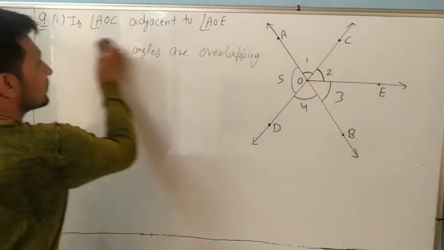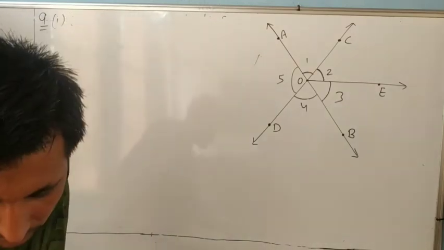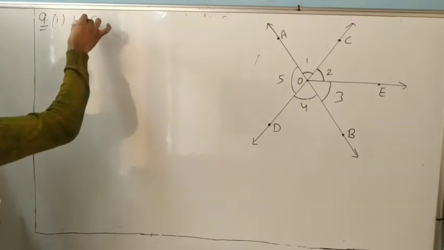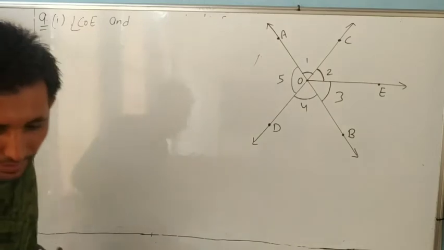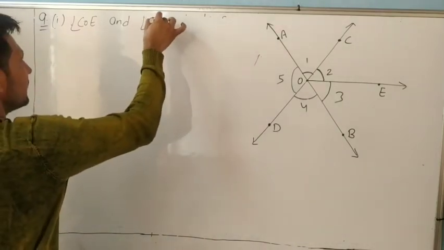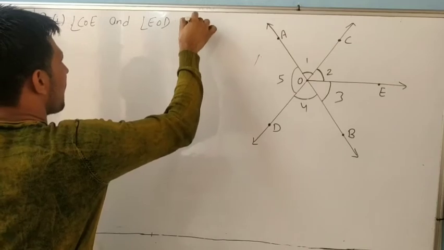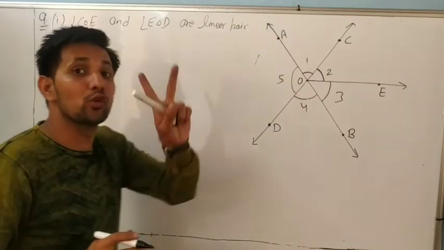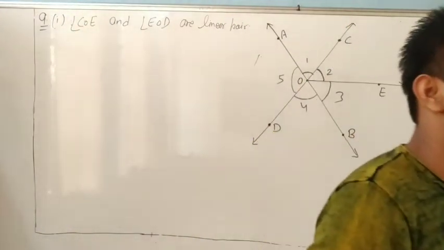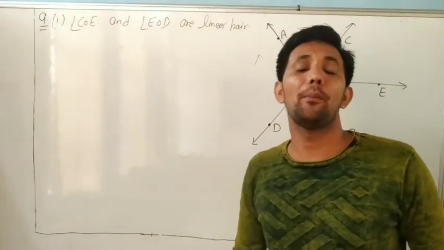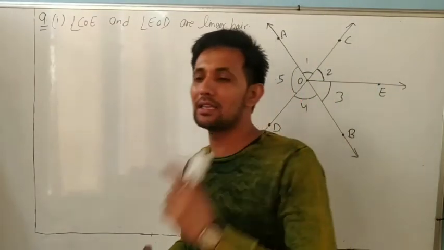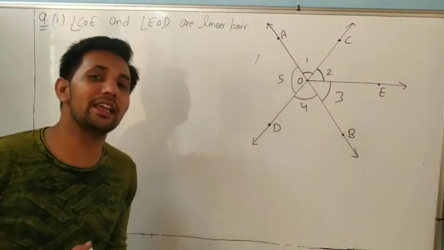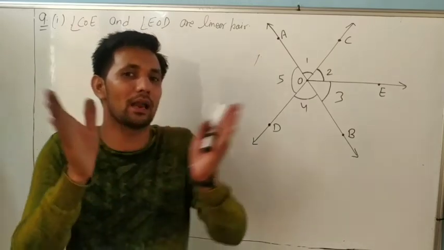Next is angle COE and angle EOD. Angle COE and angle EOD are linear pair. What is linear pair? The sum of two adjacent angles is 180. Two adjacent angles are linear pair if their non-common arms are opposite.